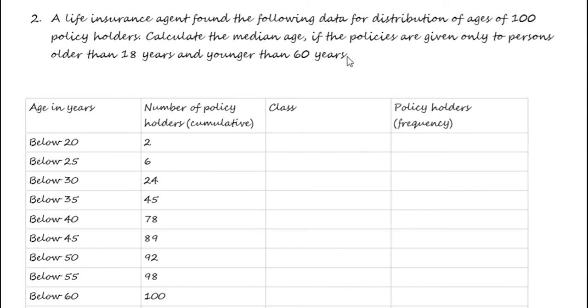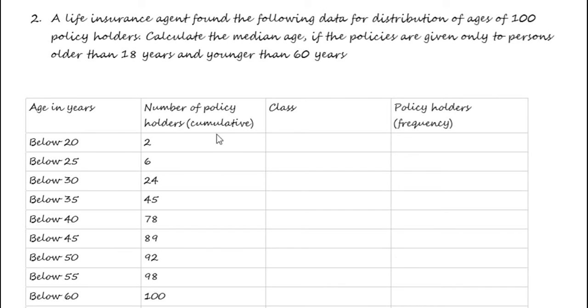Next problem. A life insurance agent found the following data for distribution of ages of 100 policyholders. Calculate the median age if the policies are given only to persons older than 18 years and younger than 60 years. Now this is a less than type frequency distribution table. So here it is given below 20, below 25. So here the class width is 5. The H is 5.